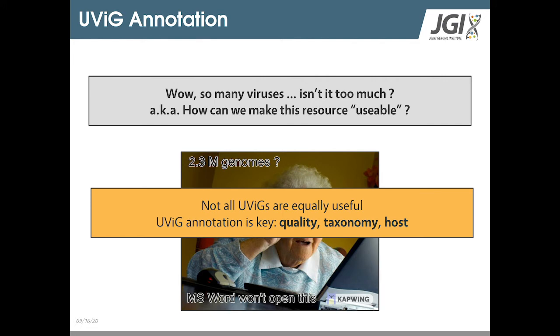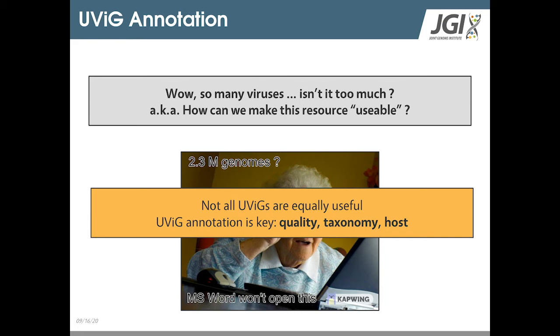Well, the main concept we worked around is the fact that not all UVigs are equally useful. And again, I should have mentioned this: what I mean by UVigs here is my abbreviation for uncultivated viral genomes. So think of this as viral genomes for which we don't have a cultured virus.